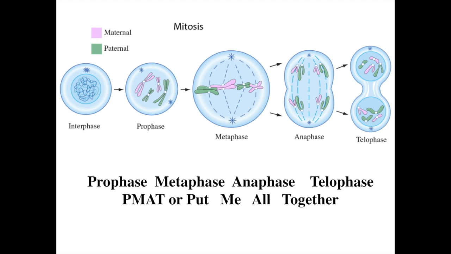One way to remember this, because in mitosis there are 4 steps. Right before mitosis, we have interphase. We see that, but that's not part of mitosis. Once we start with prophase, that's the first step of mitosis. So the 4 steps are prophase, metaphase, anaphase, telophase, or PMAT. You can remember this by "put me all together," or you can come up with your own mnemonic device.